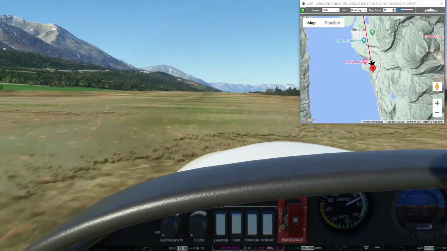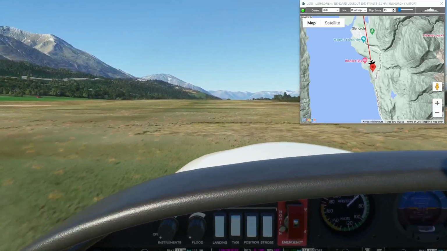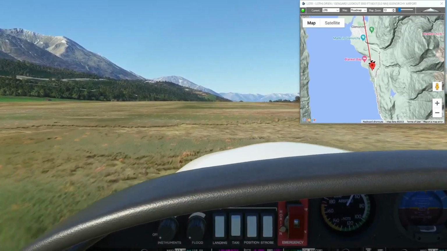All right, here's Glenorchy. Wasn't so bad. So that's the end of this leg of the Lord of the Rings series.